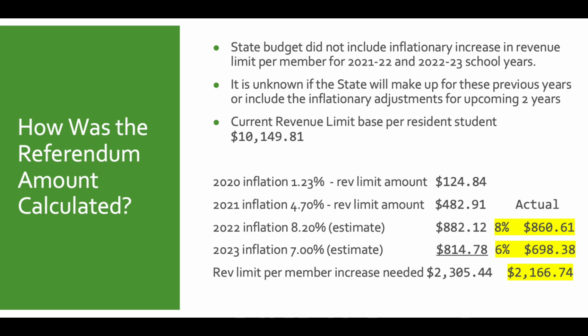Our current revenue limit is what the state puts on us that sets a cap on what we can get, the combination of state aid and property taxes. So if the revenue limit doesn't change, we can't increase property taxes. We can't make the decision to increase taxes. You have to, as a community, make that decision. That's what the referendum does. Right now, our revenue limit is just over $10,000 per student, almost $10,150 per resident student.